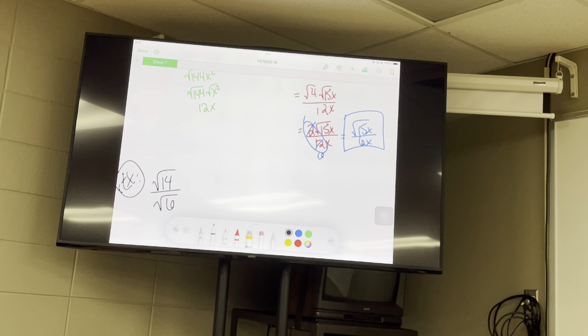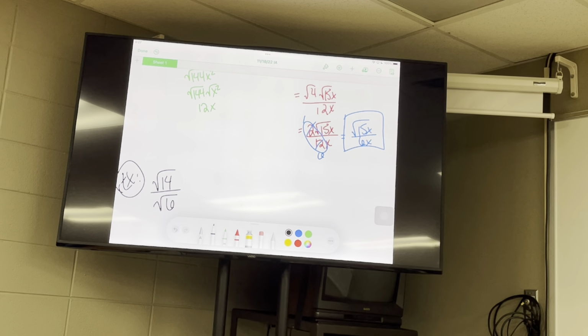Square root of 14 over the square root of 6. I'm wanting to rationalize the denominator. What rationalizing the denominator means is I want to get rid of the radical, okay? So which radical do I have a problem with, the 14 or the 6? The 6, because that's what's in the denominator.